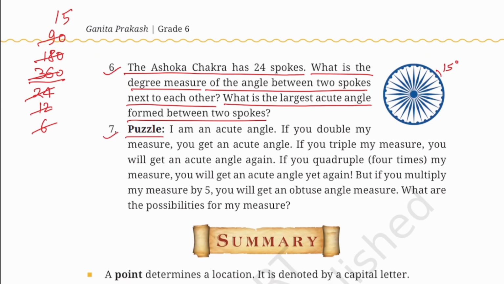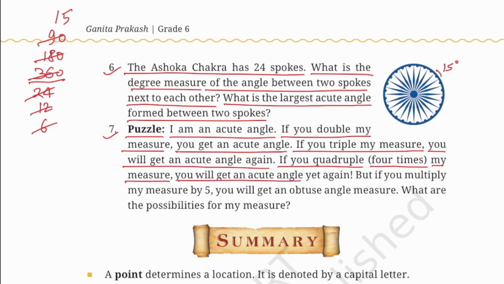7. Puzzle. I am an acute angle. If you double my measure, you get an acute angle. If you triple my measure, you will get an acute angle again. If you quadruple, 4 times my measure, you will get an acute angle yet again. But if you multiply my measure by 5, you will get an obtuse angle measure. What are the possibilities for my measure?